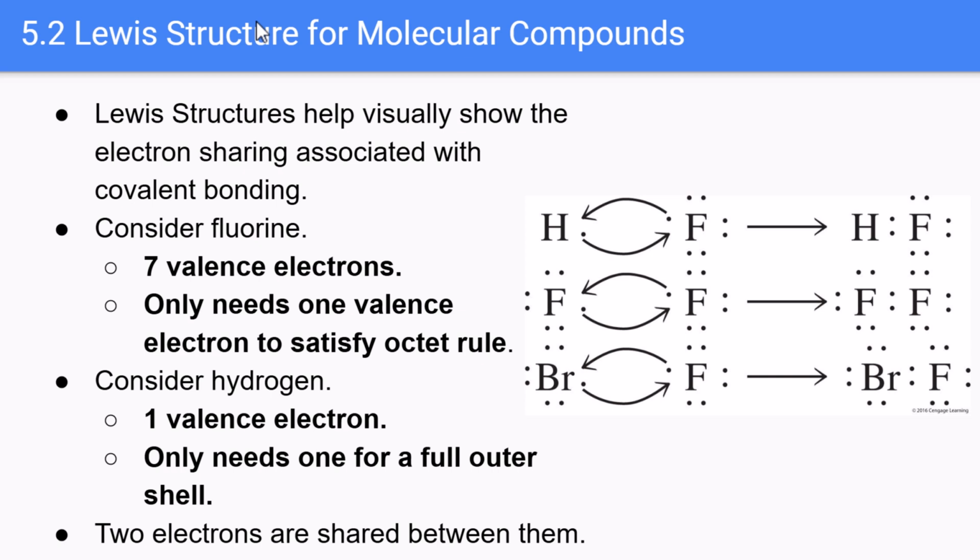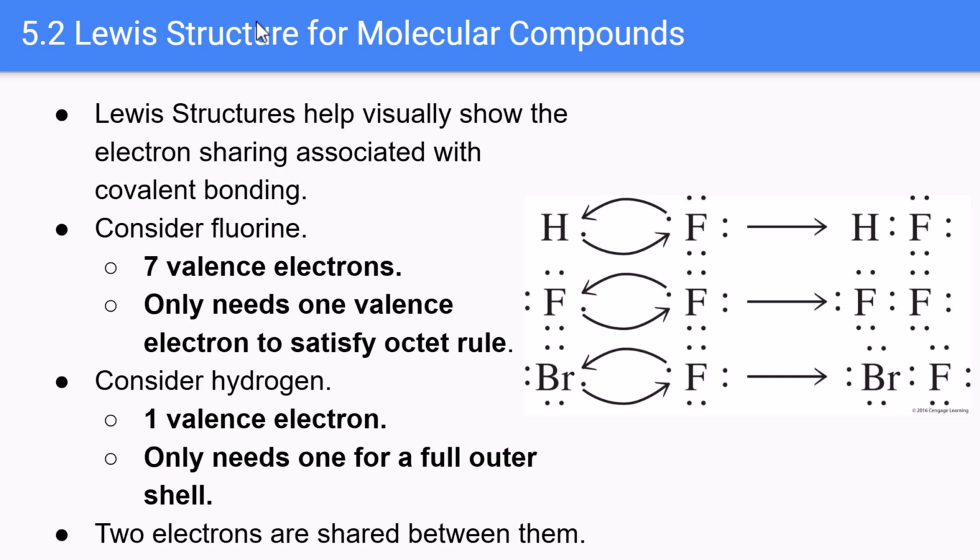So let's consider fluorine. Fluorine has 7 valence electrons in its outer shell, and it only needs 1 valence electron to satisfy the octet rule. And then let's consider hydrogen. Hydrogen has only 1 valence electron and only needs 1 for a full outer shell, so the donation of electrons between one and the other doesn't really make a whole lot of sense.